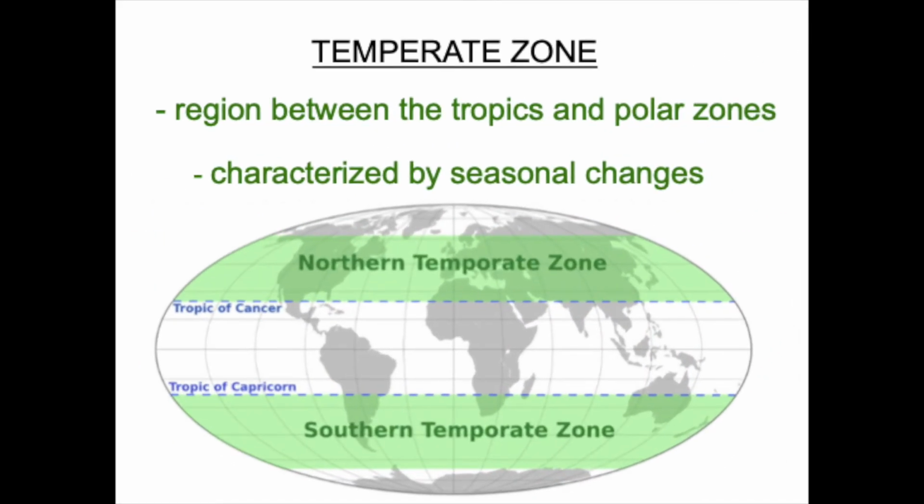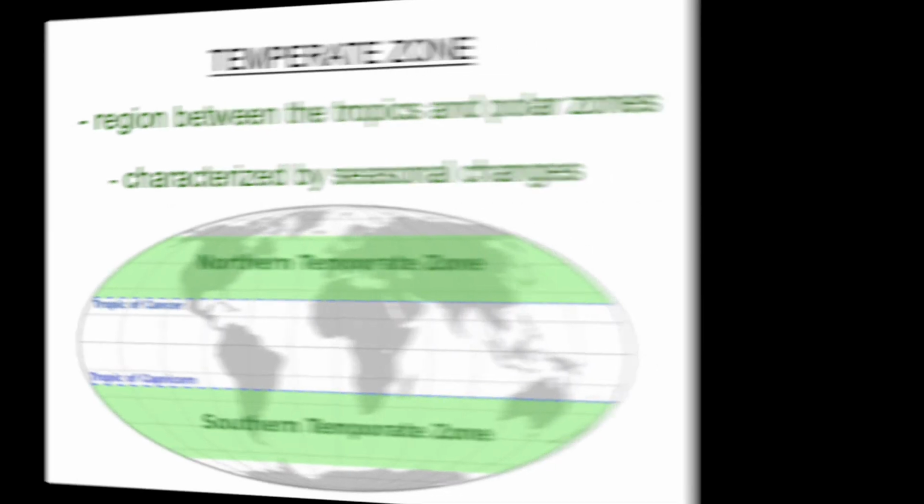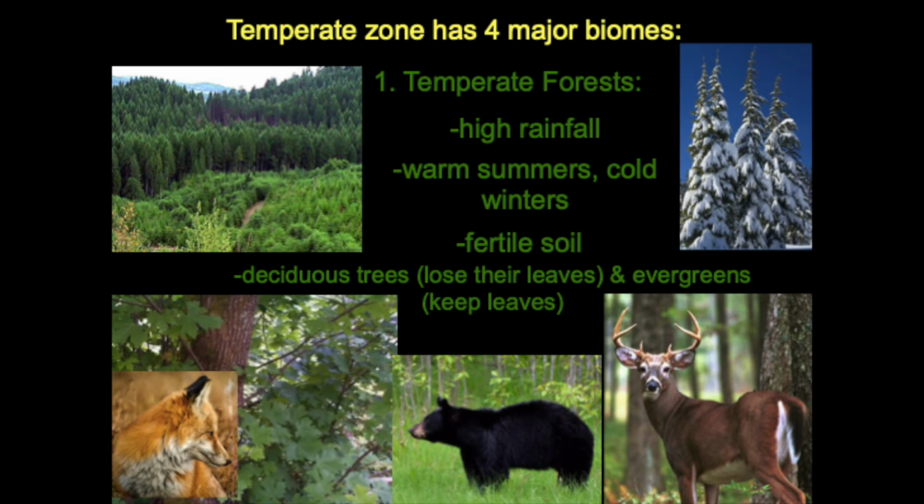Then we have the temperate zone, a region between the tropics and the polar zones characterized by seasonal changes. Within that temperate zone, we have 4 major biomes, the first of which is the temperate forest. It's high rainfall, warm summers, cold winters, a lot of fertile soil, deciduous trees.